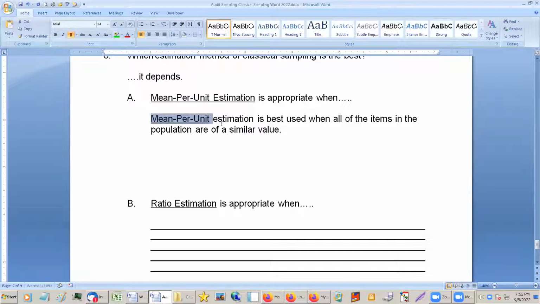Probably doesn't happen all that much in business. I can't remember if I ever used the mean per unit. I probably did. But if everything's kind of the same amount, for instance, if I was at US Steel, they have steel of different grades. If you're doing one area, all the steel in the same grade probably has the same value. So prime number 2 steel would have a similar value, and you could use this mean per unit.